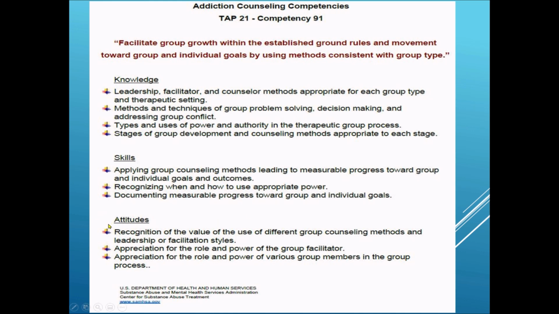And then here, attitudes. Just have a look at that. Okay, so this is some of the material we're going to be covering in the actual presentations.